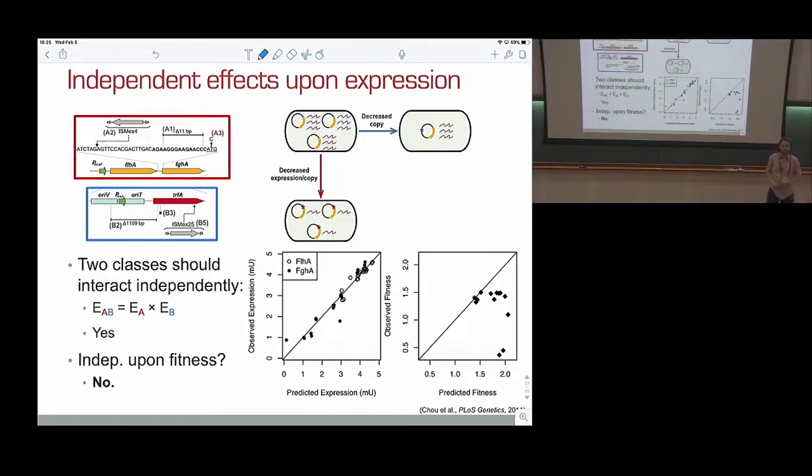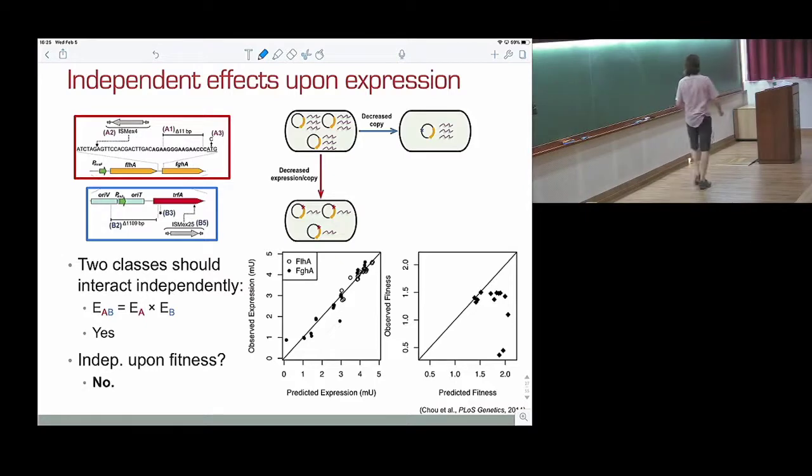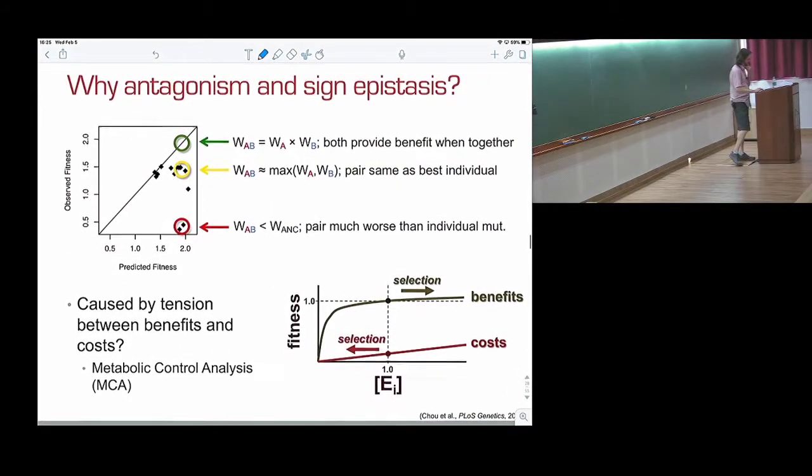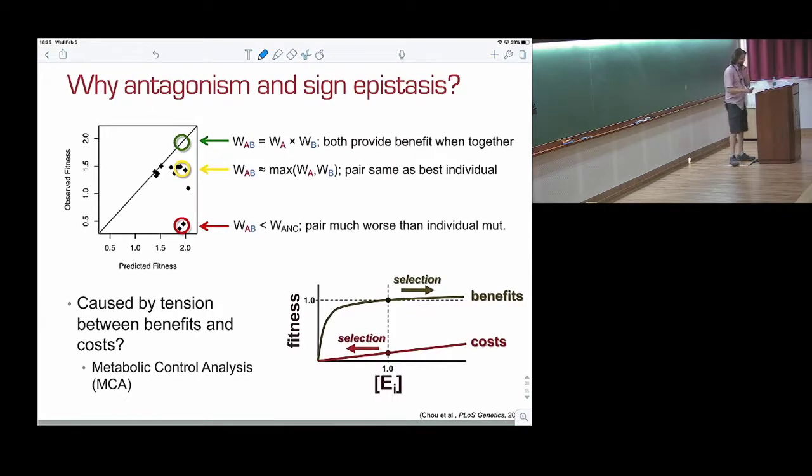Not so well for fitness. Two great mutations, either you just don't get any benefit from the second one, or it even gets worse. And so, what's going on there? Can we learn from this from metabolic control? Why is there antagonism and even sign epistasis? Sign epistasis seems really hard to imagine.